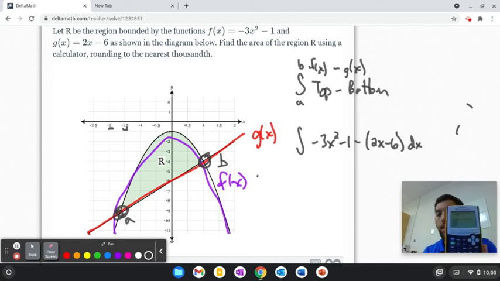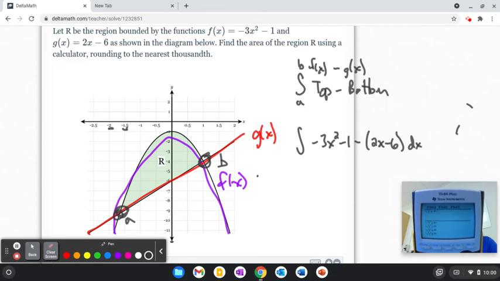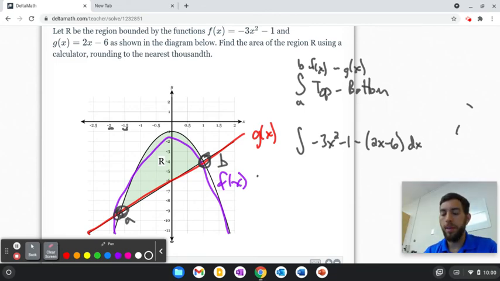Go ahead and clear it out. Obviously, we've done this a few times. Just go to your Y1 screen and type that in. When you type the second part of that function, make sure you put in parentheses, so minus 1, and then minus parentheses 2x minus 6, close parentheses. That's all going to go into your Y1.